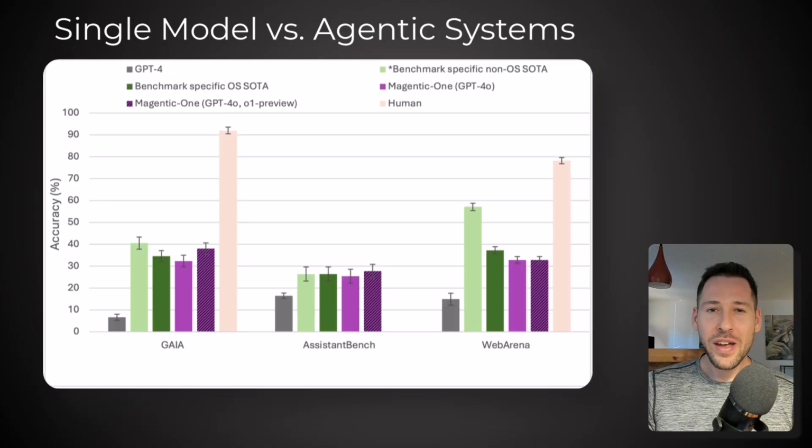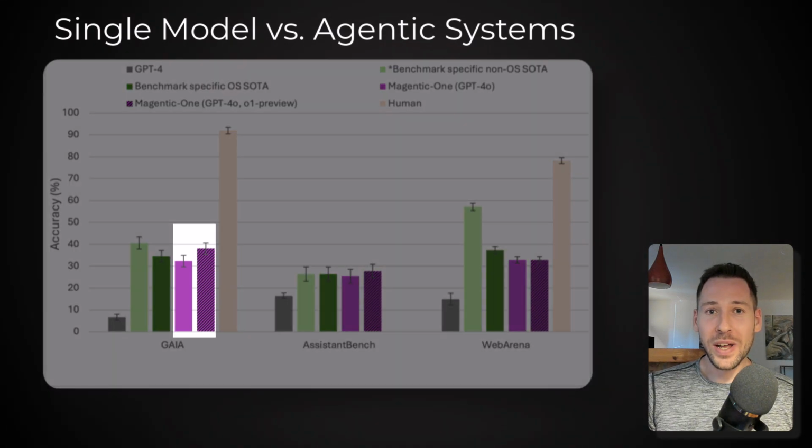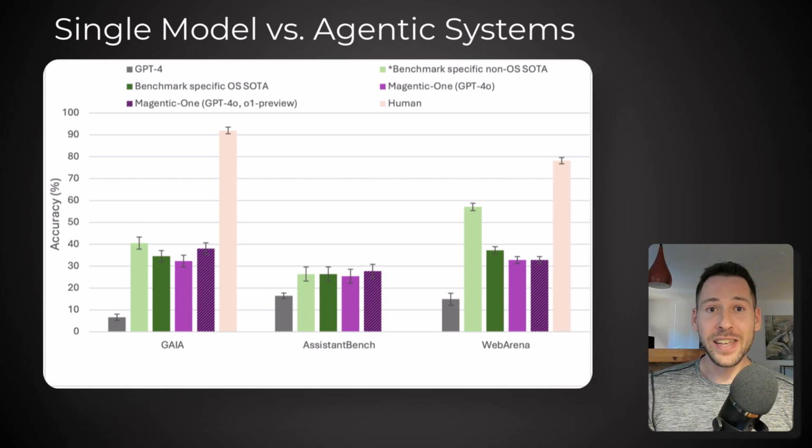But wait, why do we even need multiple agents? Why not just one super powerful model that does everything? Researchers actually ran numbers. Multi-agent setups such as Magentic one significantly exceed a single GPT-4 model in task-solving accuracy.